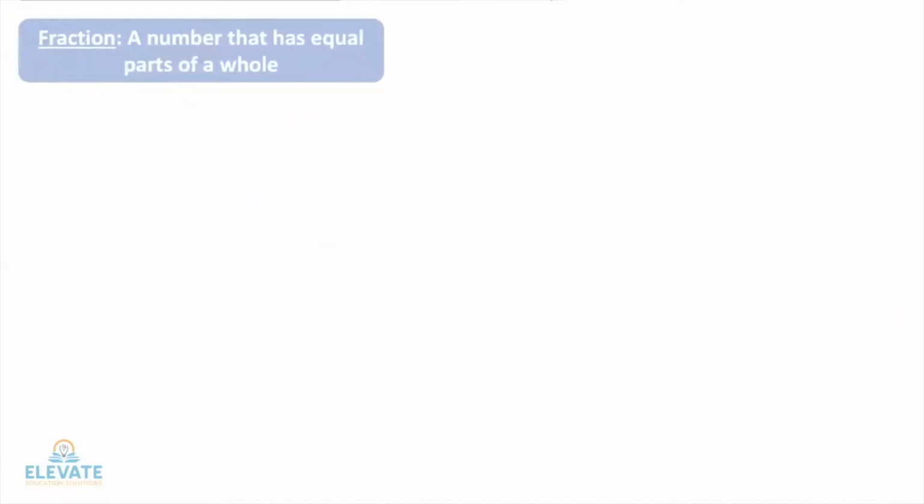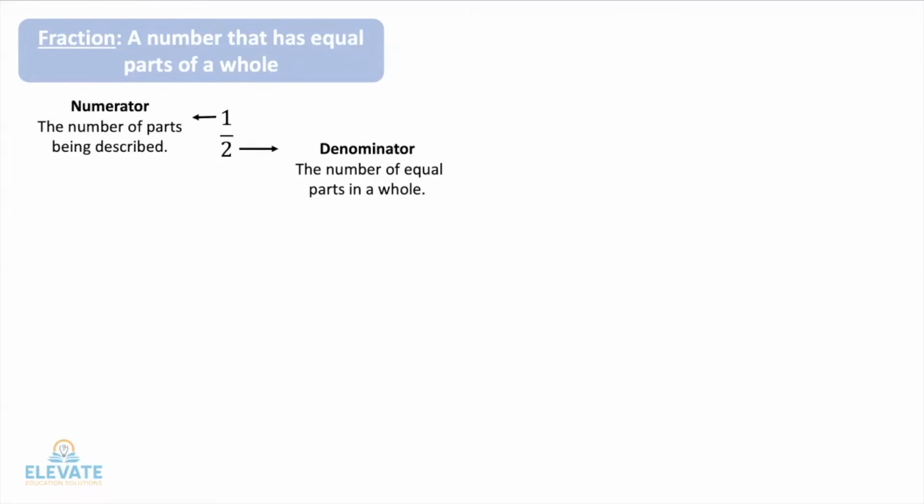A fraction is a number that has equal parts of a whole. There are two main parts of a fraction. The first part of a fraction is the denominator. It is located below the fraction bar, and the denominator is the number of equal parts in a whole. The second part of a fraction is the numerator. It is located above the fraction bar, and the numerator is the number of parts being described.